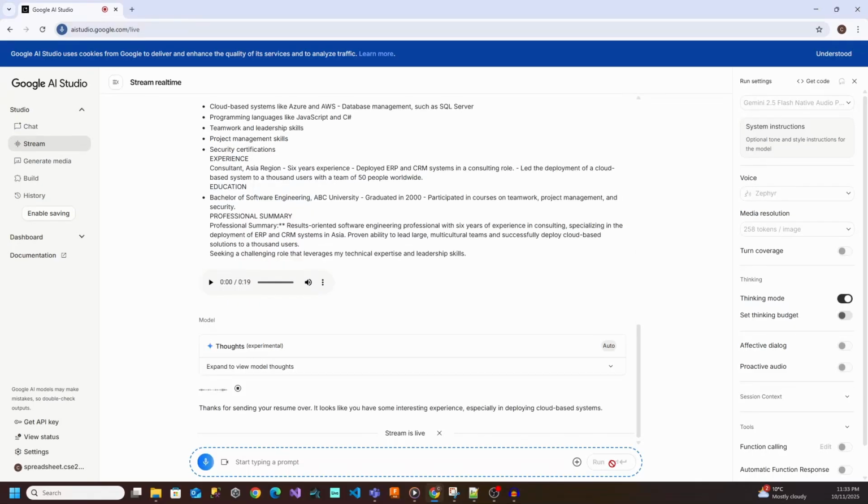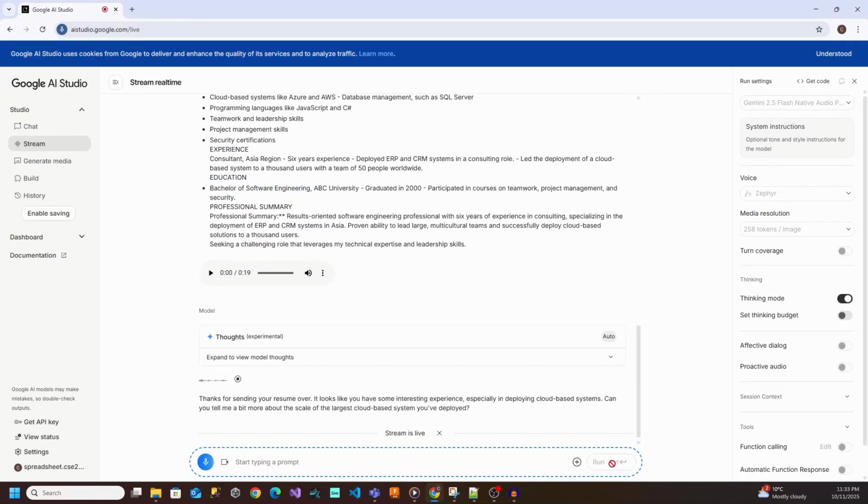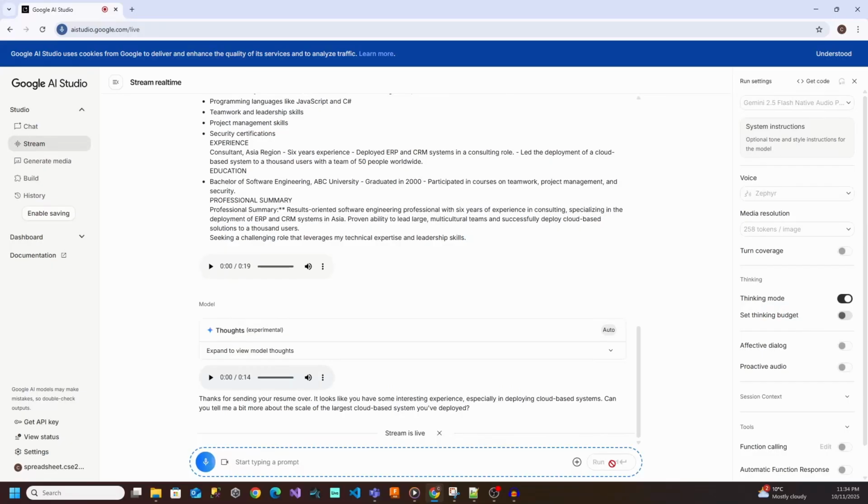Thanks for sending your resume over. It looks like you have some interesting experience, especially in deploying cloud based systems. Can you tell me a bit more about the scale of the largest cloud based system you've deployed? The largest cloud-based system I deployed was a system for 1,000 users around the world.